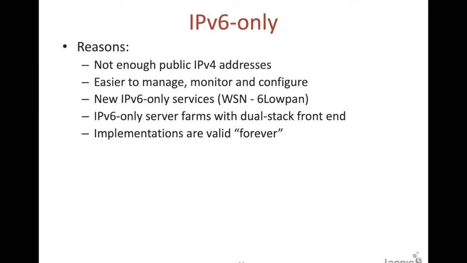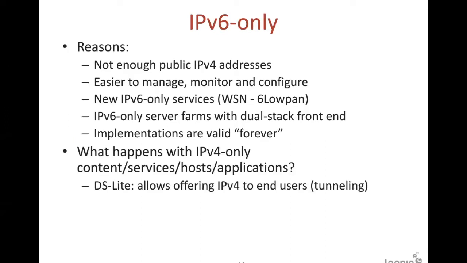Now that we talked about dual stack, let's recap IPv6 only. Basically, the idea is to have an IPv6 only network. Why? Because I do not have enough public IPv4 addresses. An IPv6 only network is easier to manage. If I have IPv4 and IPv6, I need to manage two networks. If I have only IPv6, it is much easier. Okay? This is an IPv6 only.